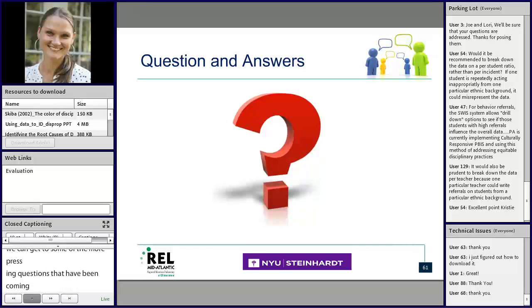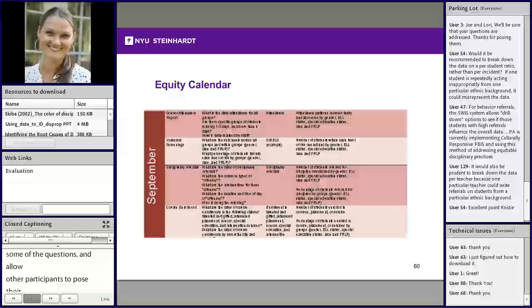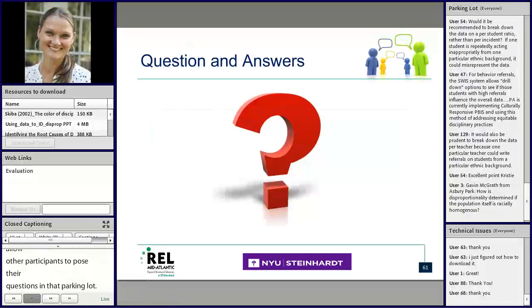Thank you so much, Catherine, for sharing your expertise with us this afternoon, and thank you to all of our participants for your engagement throughout the session. We did notice some of the questions in the parking lot, and so we'd like to take time to have Catherine address some of those questions and allow other participants to pose their questions in the parking lot. I'm going to post this first question from Gavin McGrath from Asbury Park. He's wondering how is disproportionality determined if the population itself is racially homogeneous?